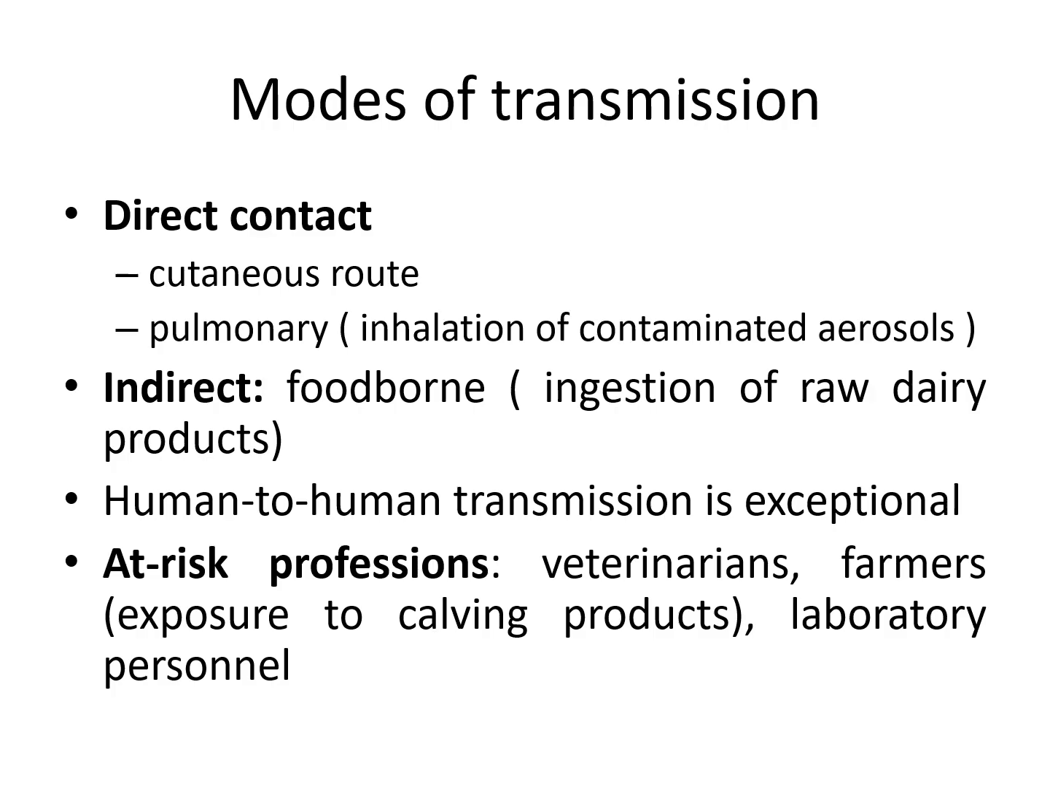Second, and very commonly, is indirect transmission through the foodborne route. This happens by ingesting raw dairy products like unpasteurized milk or cheese. It's important to note that human-to-human transmission is exceptional. This means certain professions are at higher risk, including veterinarians, farmers who are exposed to calving products, and laboratory personnel.